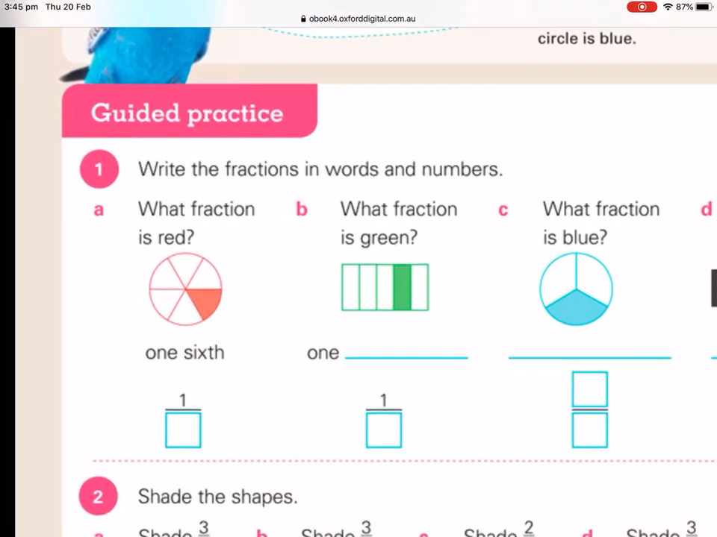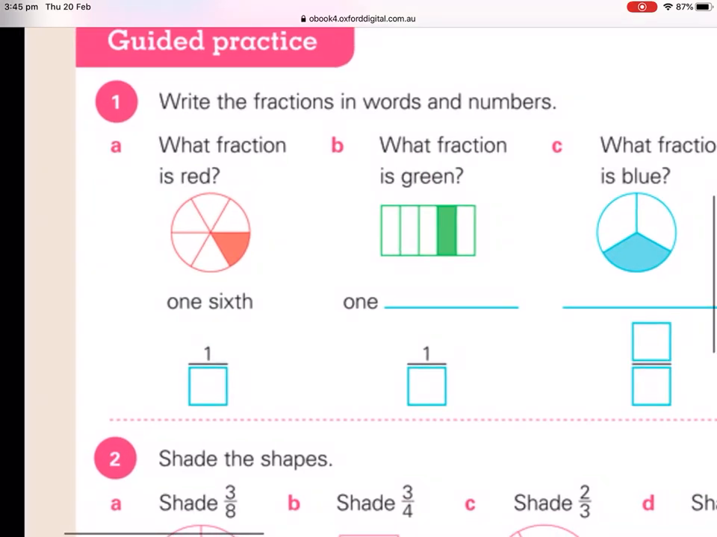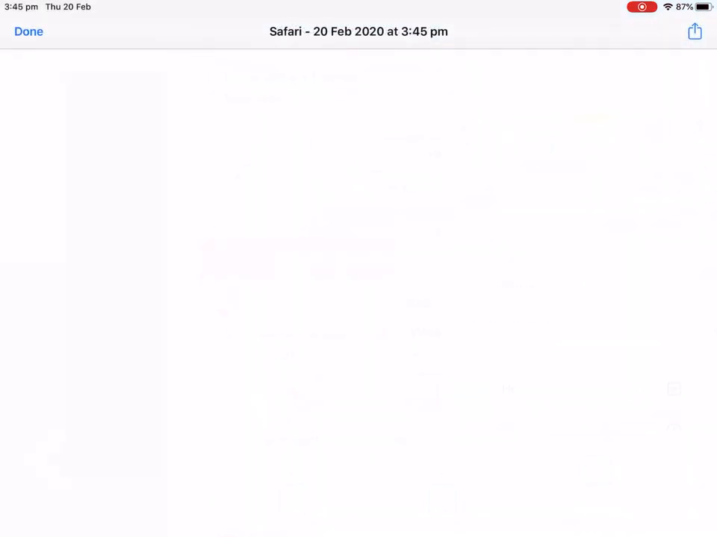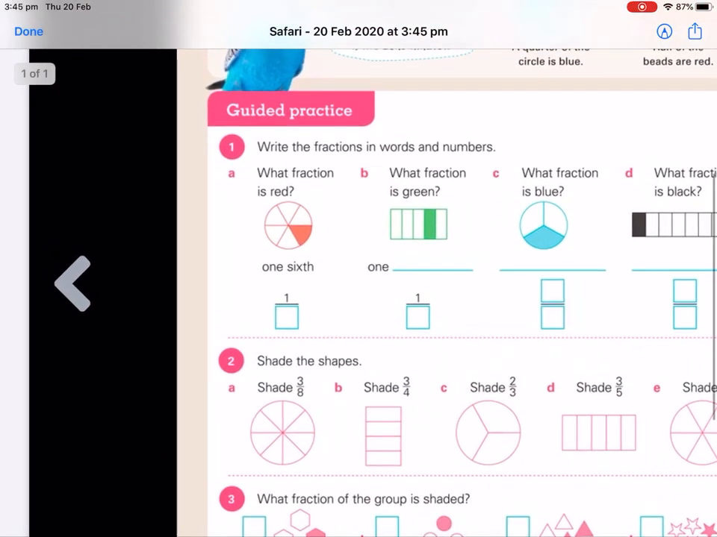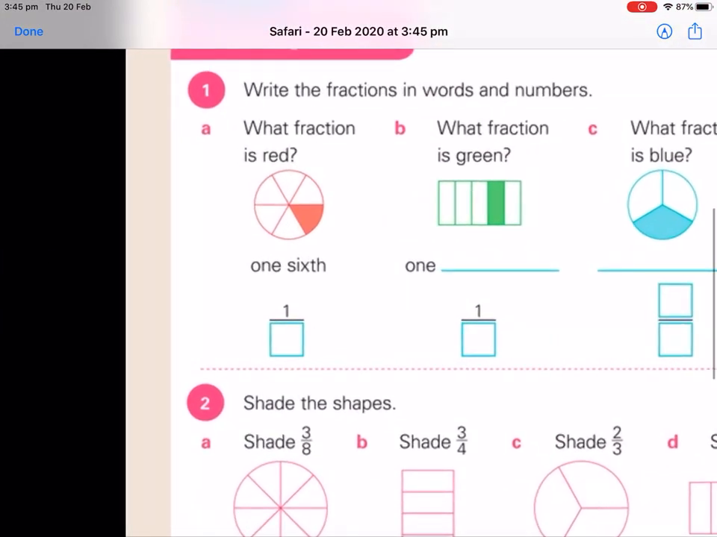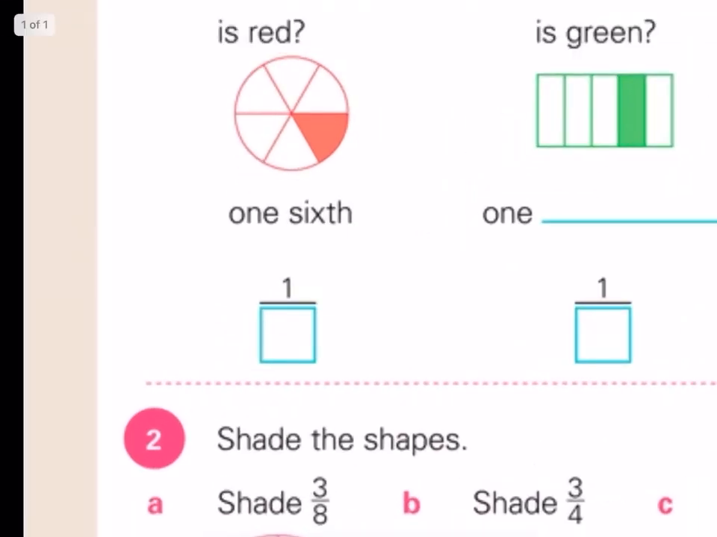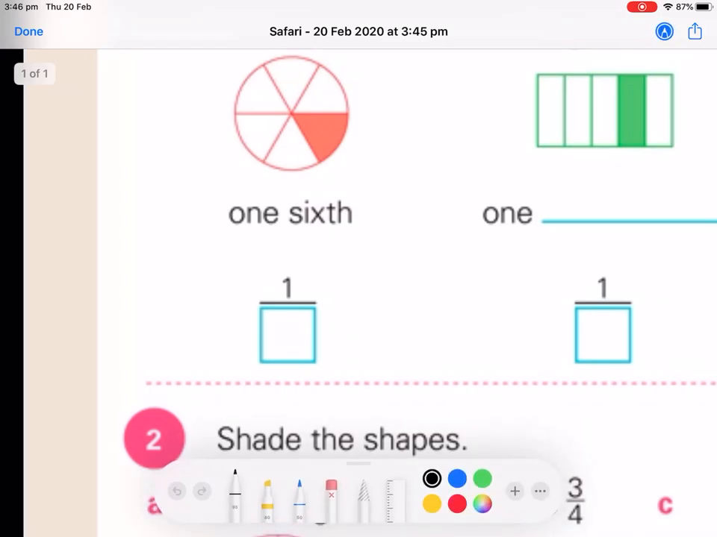Write the fractions in words and numbers. What fraction is red? So let's pick up our pen here and start to get cracking on these ones. What fraction is red? 1/6, so it's 1. Where's my pen? Come on. It is 1/6.